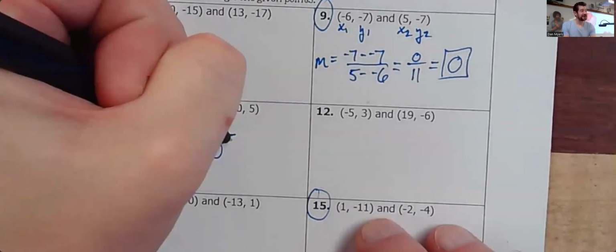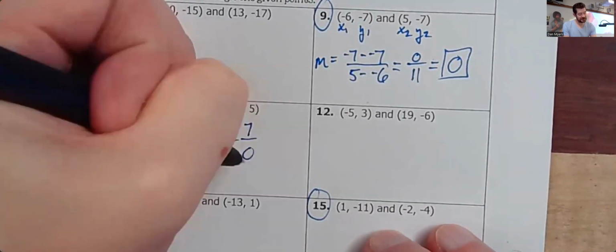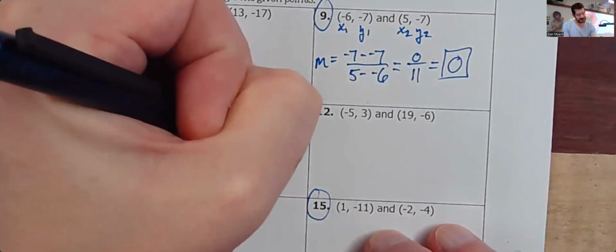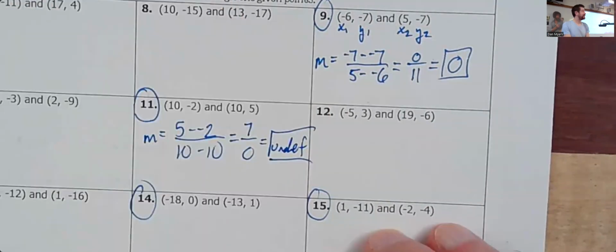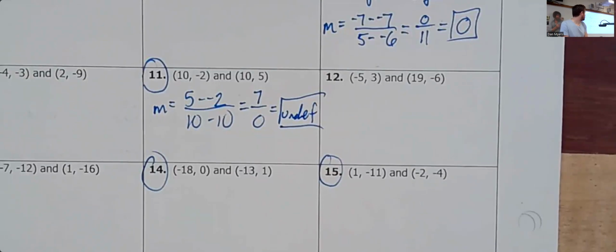Yeah, why is that? What's the numerator? 7 over 0, which is undefined. Denominator of 0 means an undefined slope, means it's a vertical line. By the way, if you recognized right away that 10 minus 10 was 0 and the denominator was 0, you can just write undefined. You don't have to worry about the numerator there.